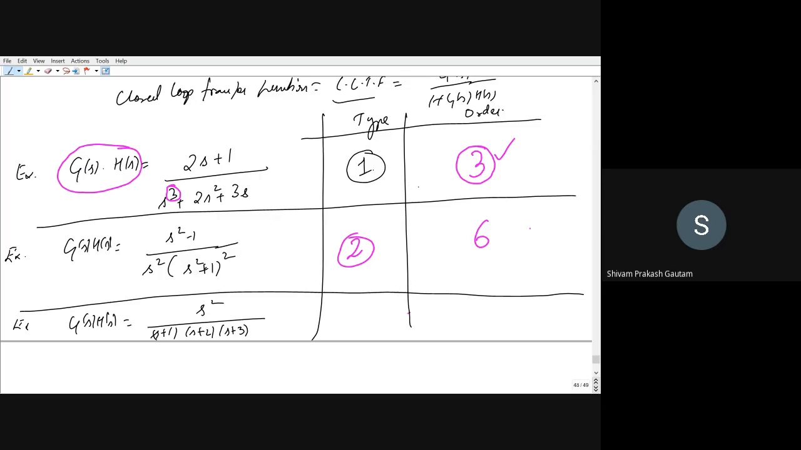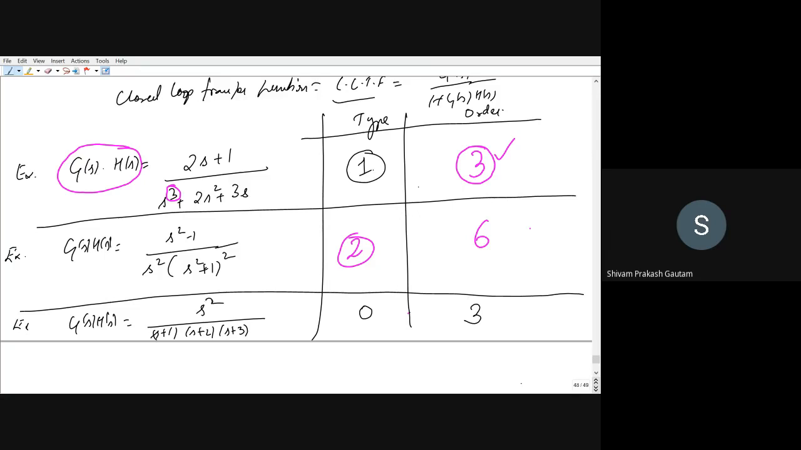What is the order? Order is 3. Order means the maximum power of S. So this is 3. If you open the bracket, the maximum power of S will be 3. Now how many poles are at the origin? There are 3 poles: one pole is at minus 1, another pole is at minus 2, another pole is at minus 3. So there are no poles at the origin.